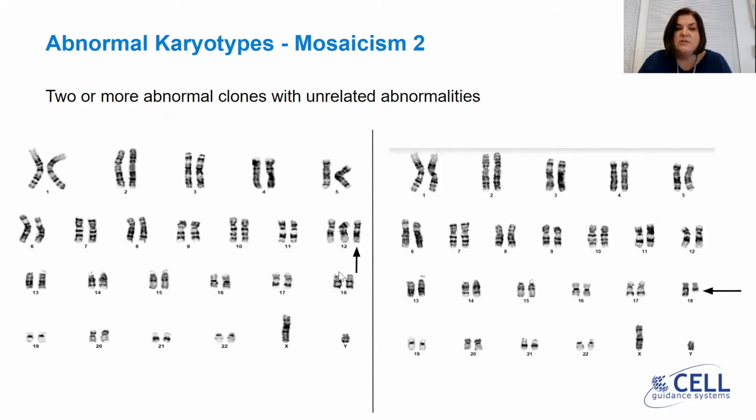We can also have two or more abnormal clones with unrelated abnormalities. On the left, again, we have our trisomy 12 cell, but on the right, we have a cell that has a deletion of the long arm of chromosome 18.